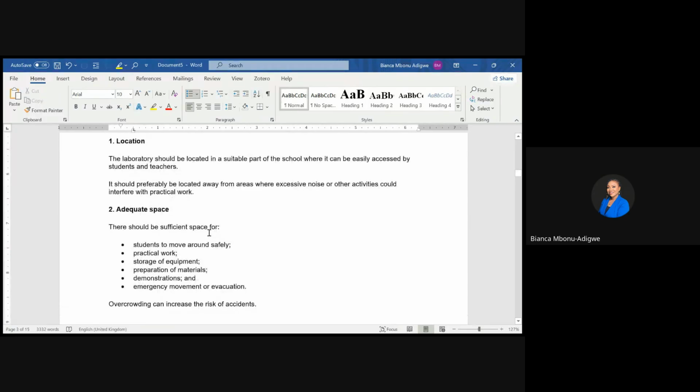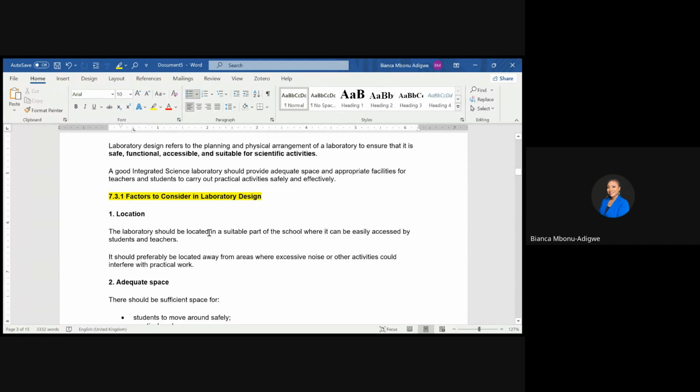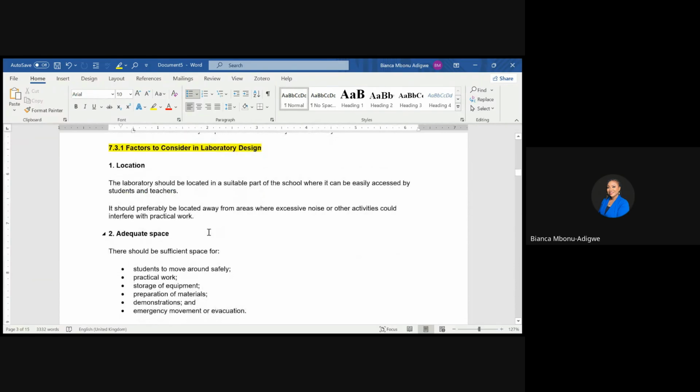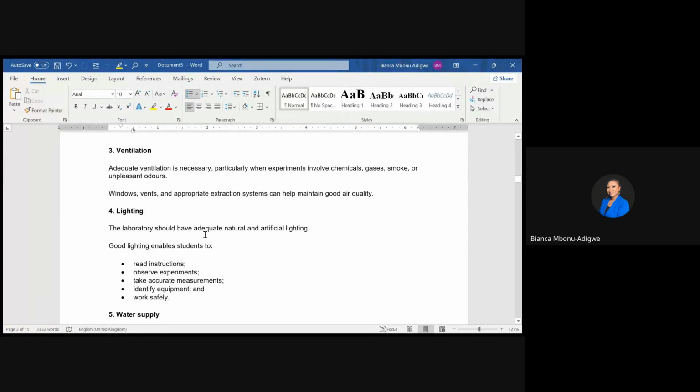So we've said that factors to consider in laboratory design: the location, space. The third one is ventilation. You need adequate ventilation, because most times experiments involve chemicals or smoke, even unpleasant smells. So you need windows, vents, and appropriate extraction systems. If you can picture your lab, I know you can remember that you have very high windows in that laboratory. That is because we need ventilation in a lab.